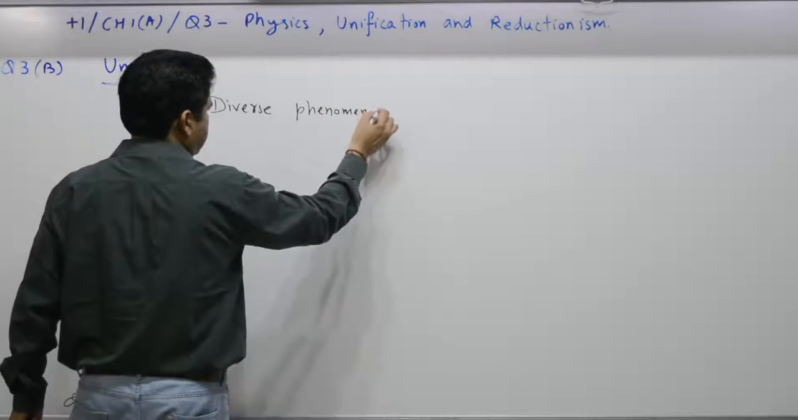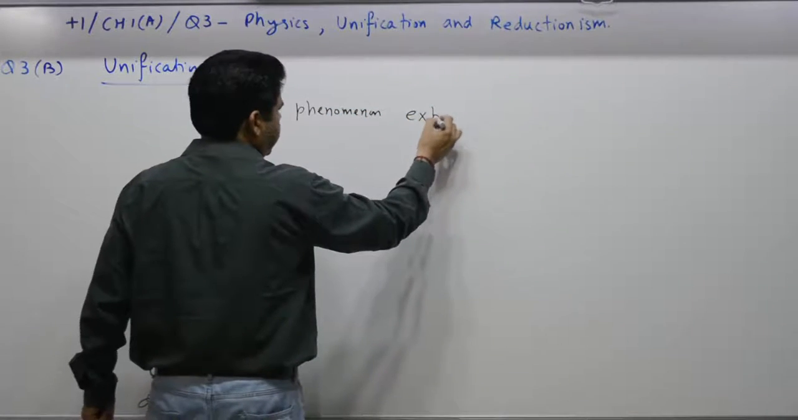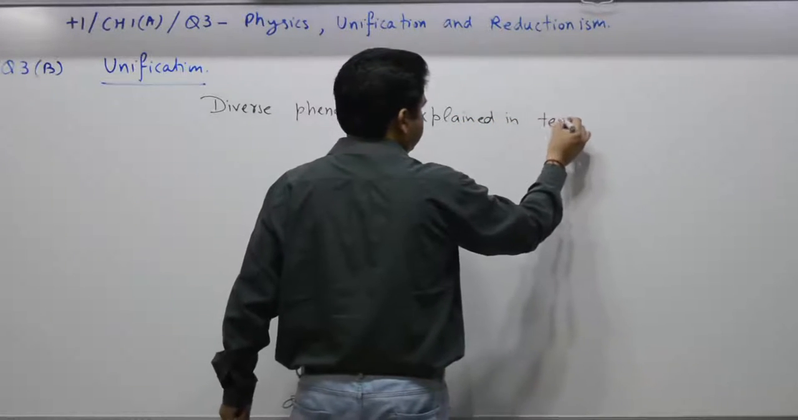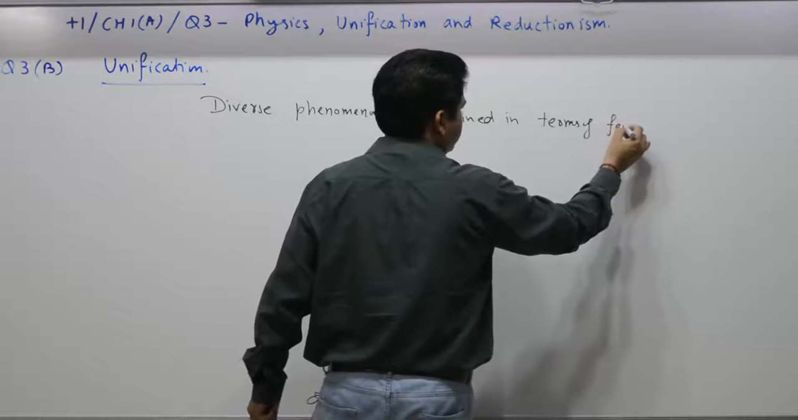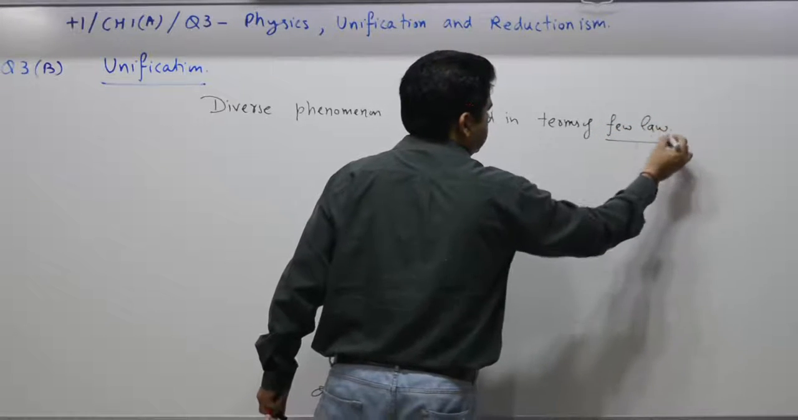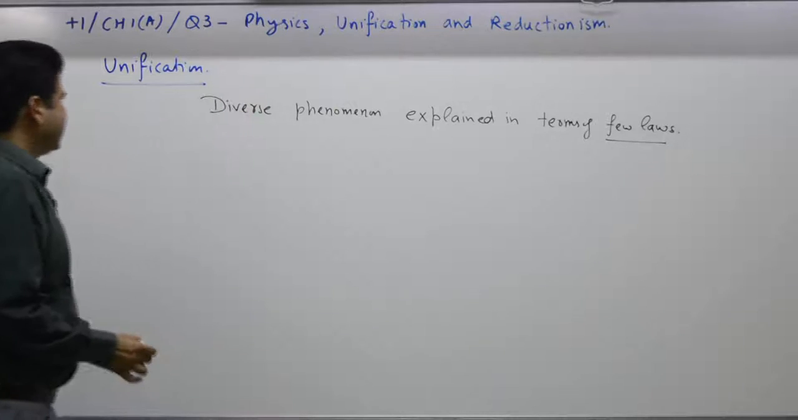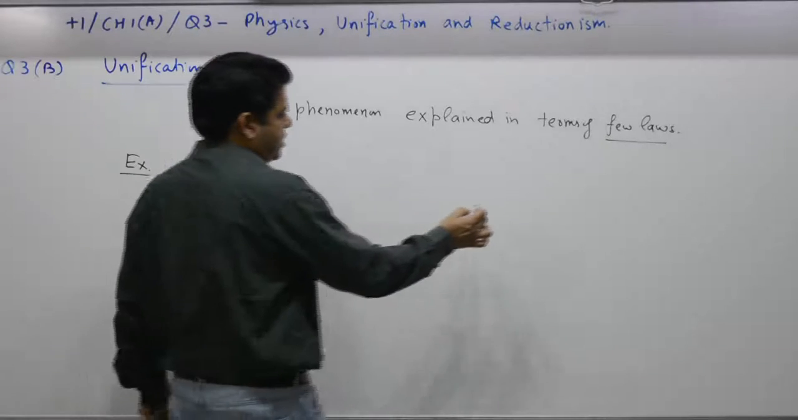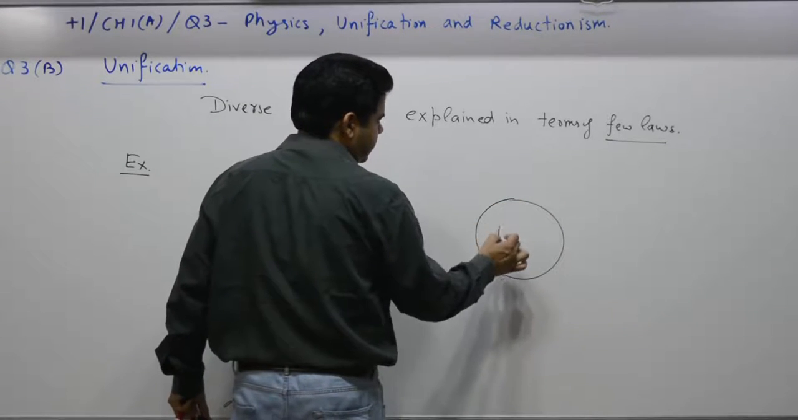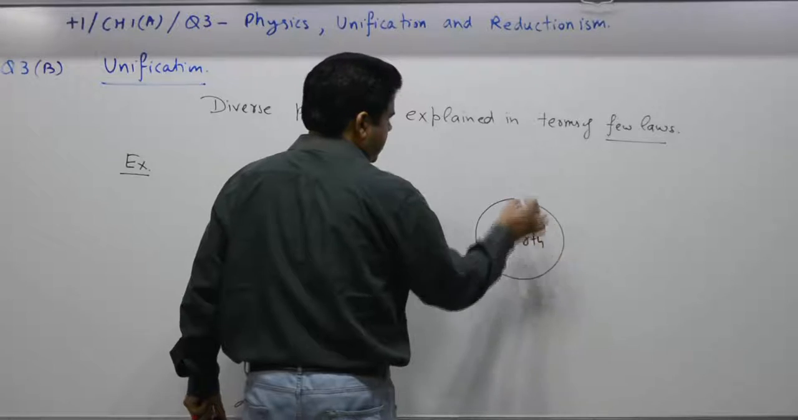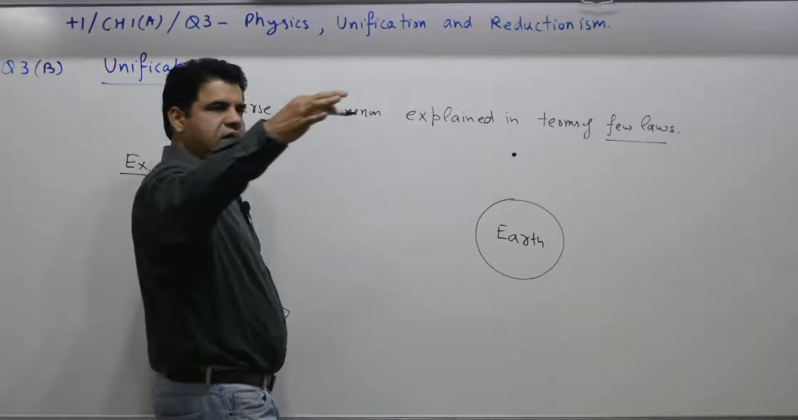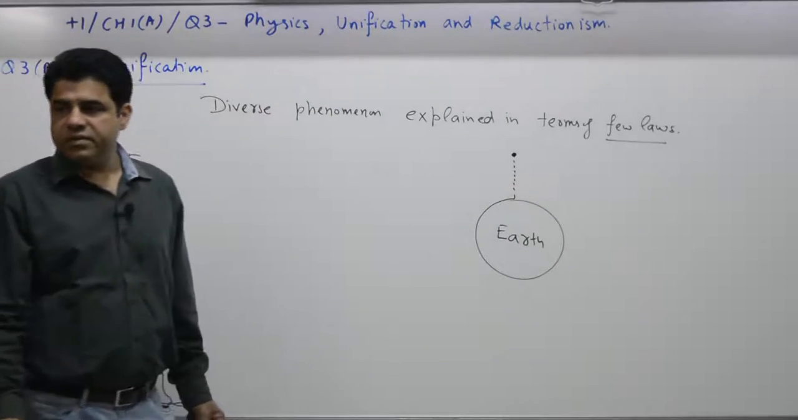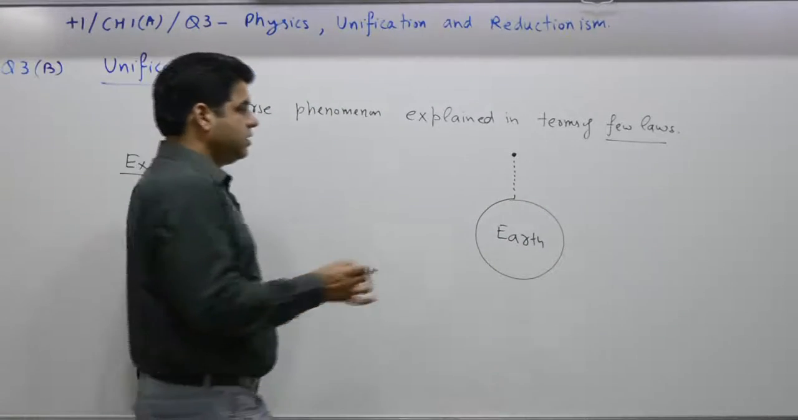Diverse phenomena explained in terms of few laws. As an example, Earth. If you release an object, say a marker, it moves towards Earth. You explain it using the law of gravitation.